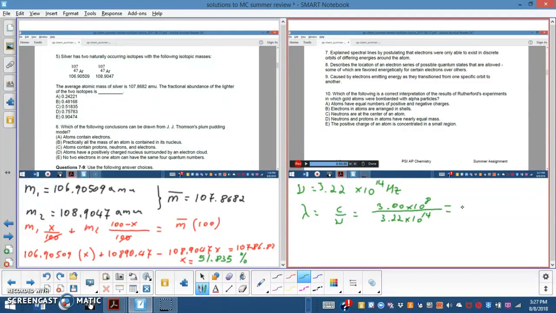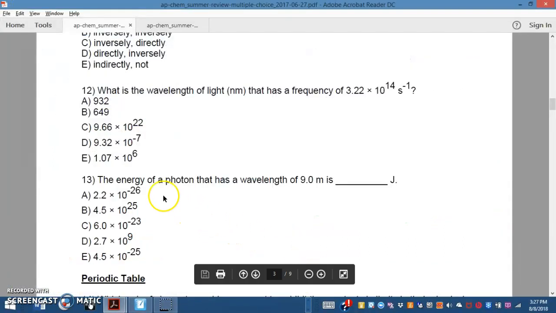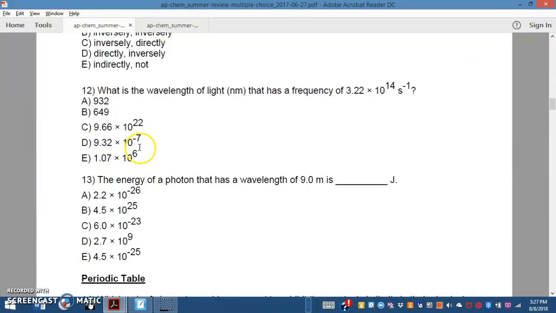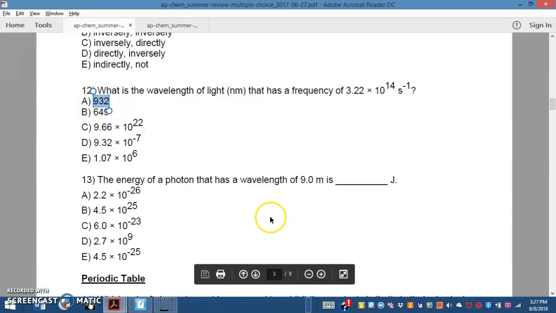So you have 3E8 divided by 3.22E14, and you have 9.32 times 10 to the negative 9 meters, or 932 nanometers. So let's see which one is your possible choice. So this would be the one, right? D. Oh, they want it in nanometers, so 932. So A is your choice.